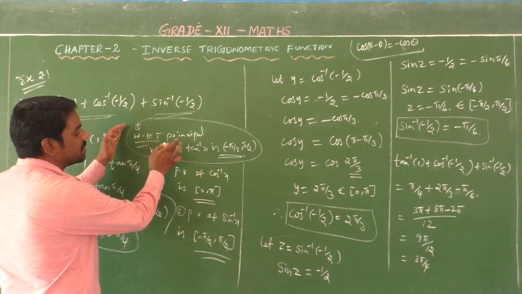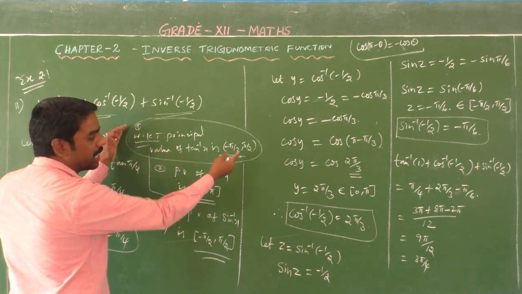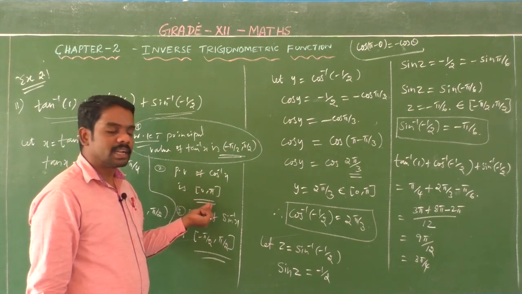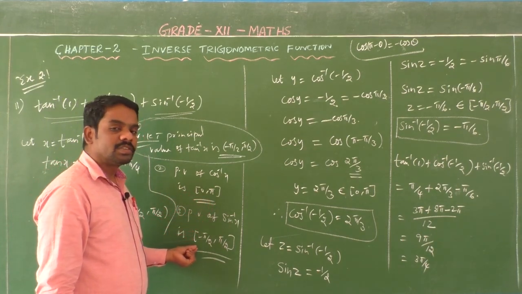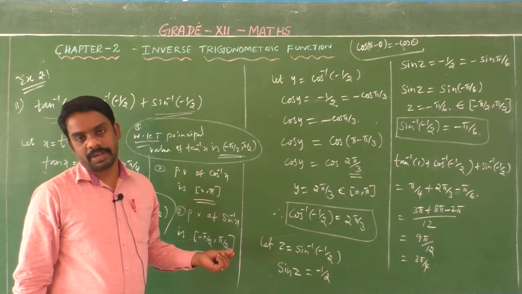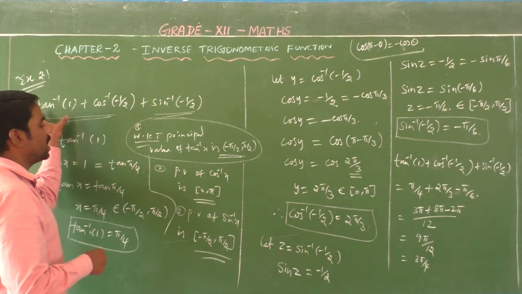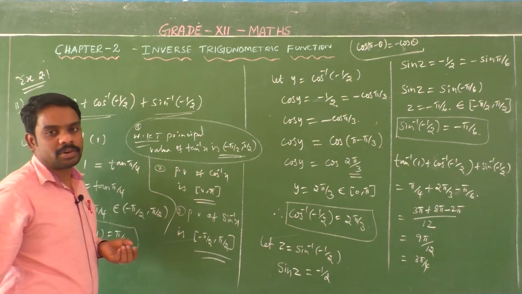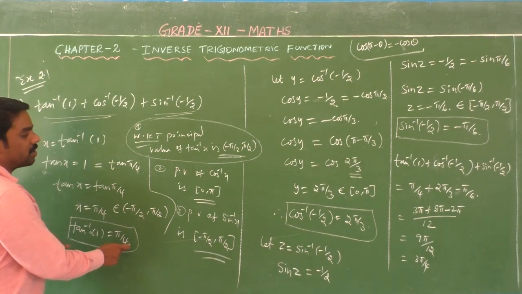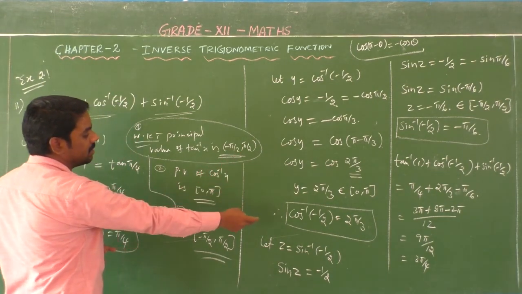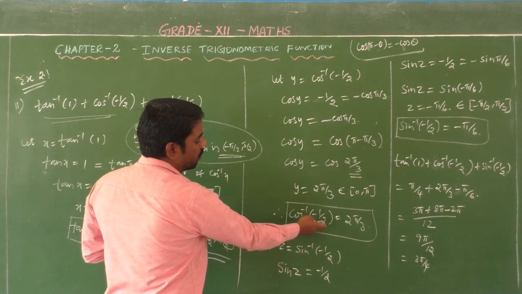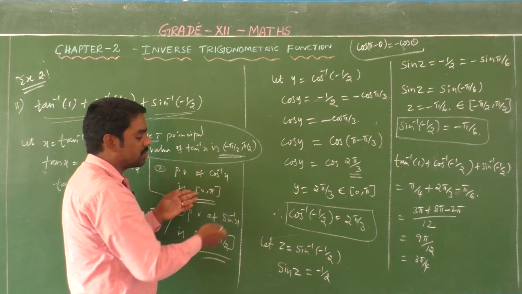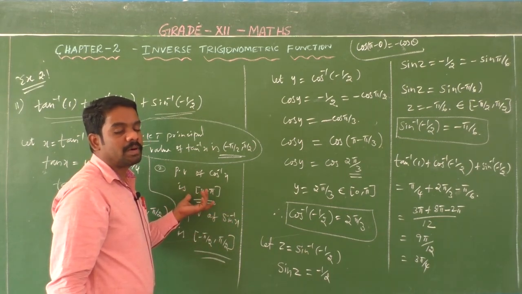Listen, the principal value of tan inverse x is the open interval minus pi by 2 comma plus pi by 2, the principal value of cos inverse x is the closed interval 0 comma pi, and the principal value of sine inverse x is the closed interval minus pi by 2 comma plus pi by 2. So the value of tan inverse of 1 belongs to the open interval minus pi by 2 comma plus pi by 2. Therefore pi by 4 belongs to this interval. Similarly, cos inverse of minus 1 by 2 belongs to the closed interval 0 comma pi, so 2 pi by 3 also belongs to the closed interval 0 comma pi.